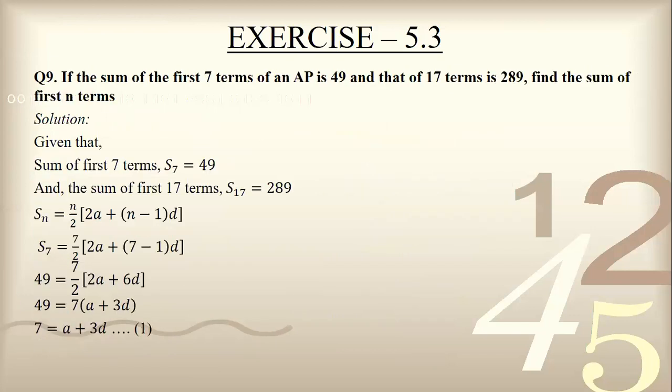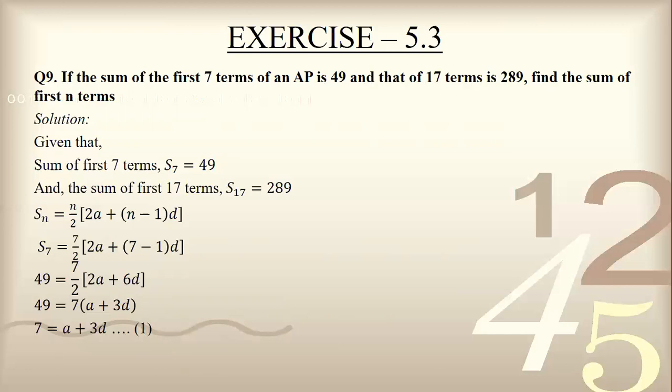If the sum of the first 7 terms of an AP is 49 and that of 17 terms is 289, find the sum of first n terms. General sum they have asked here. Given that sum of first 7 terms is S7, which is 49, and the sum of first 17 terms is S17, which is 289. So let us substitute the formula Sn equal to n by 2 into (2a plus (n minus 1) into d). S7, we are substituting.